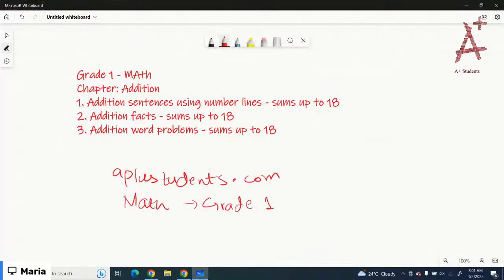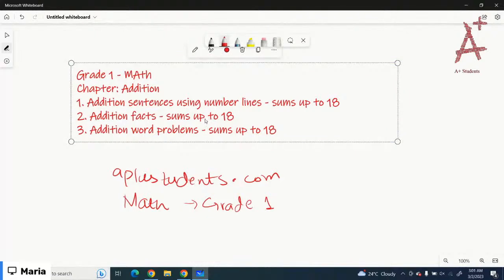There you can find a list of the chapters. We're going to start with the chapter addition. The lessons we're going to cover from the chapter are addition sentences using number lines, sums up to 18, addition facts, sums up to 18, and addition word problems, sums up to 18. So let's start with the first lesson, that is addition sentences using number lines, sums up to 18.